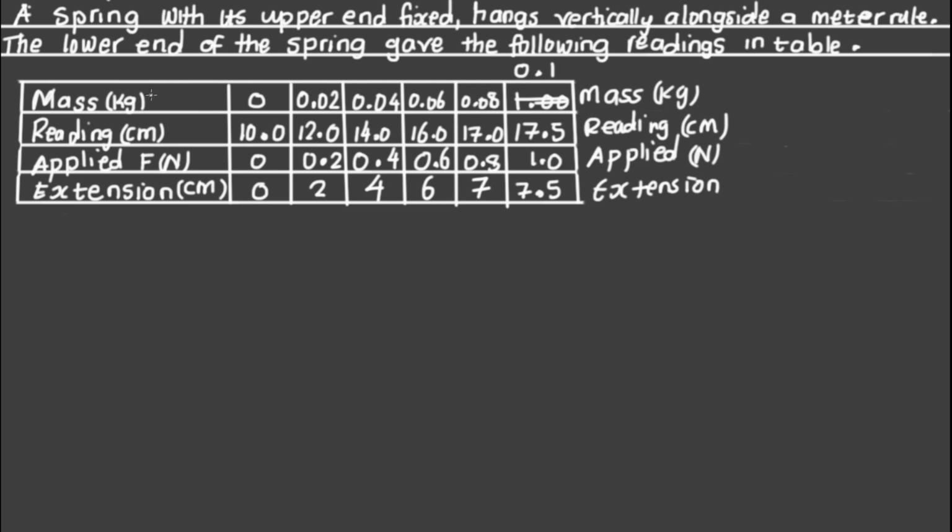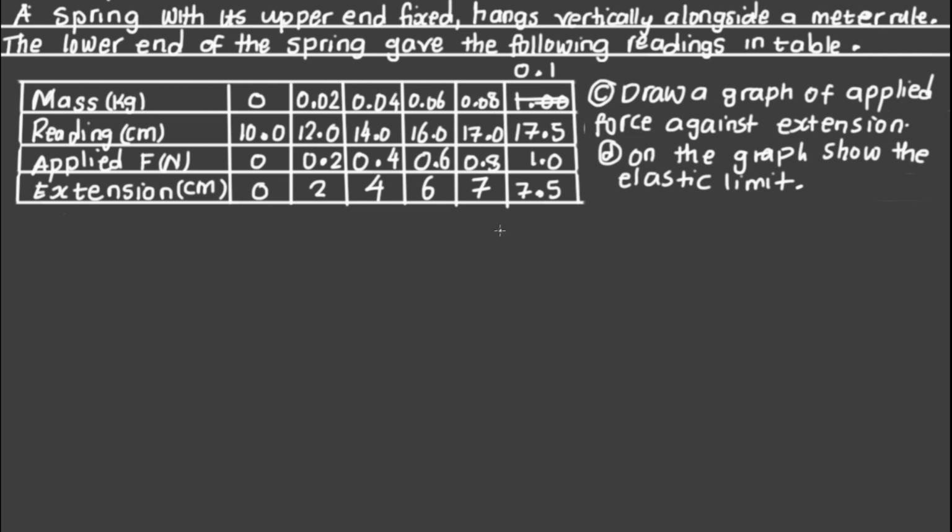Now let's move on to question C, where we are told to draw a graph of applied force against the extension. So here it simply means that the extension will be on the x-axis while the applied force will be on the y-axis. So this is where you need to ask for a graph if you are not given one. So this is my y-axis, then I have my x-axis here.